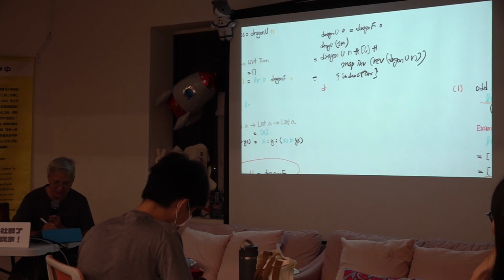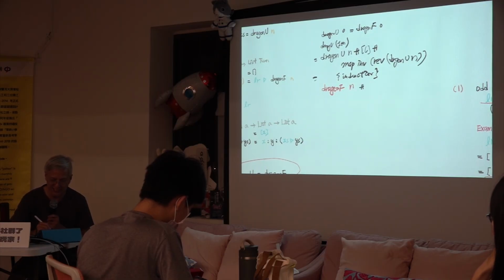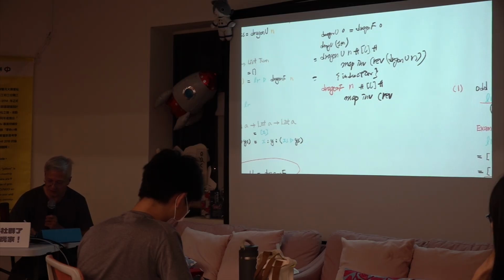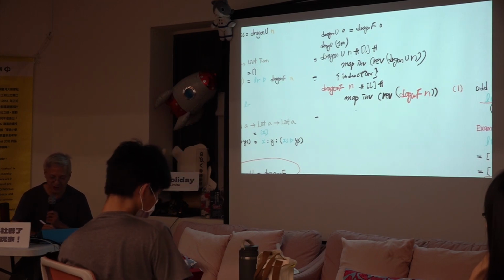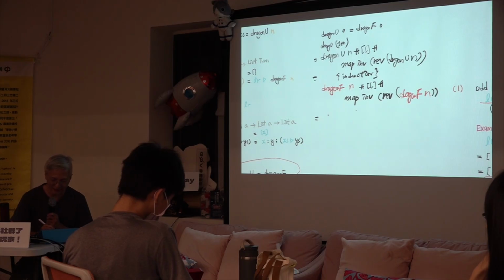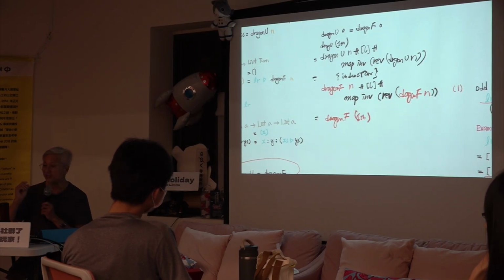So now this dragon F of n, append U stays unchanged, append L stays unchanged, map in stays unchanged, and ref of this is dragon F of n. Okay. Now, if I can show that this is dragon F of n plus 1, of 1 plus n, then we are done.